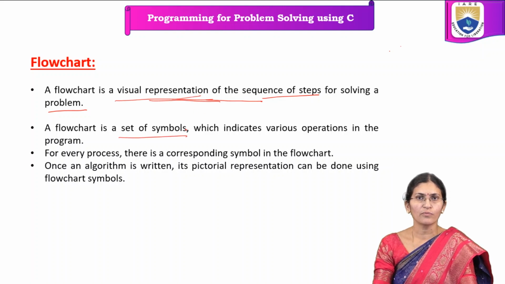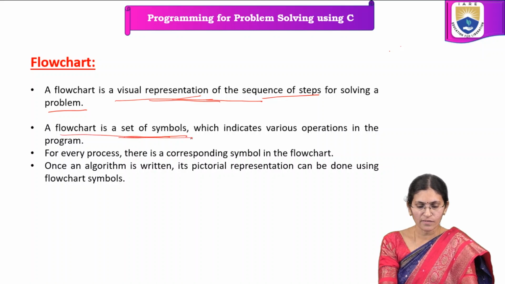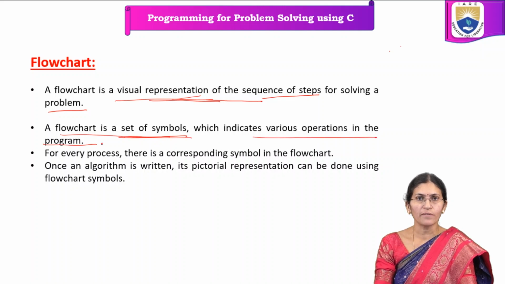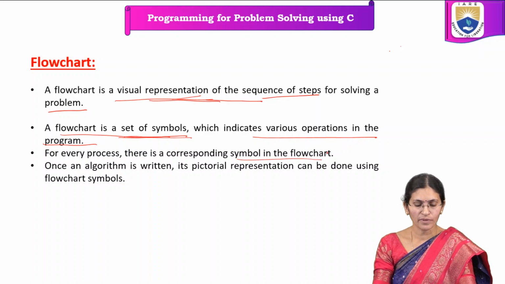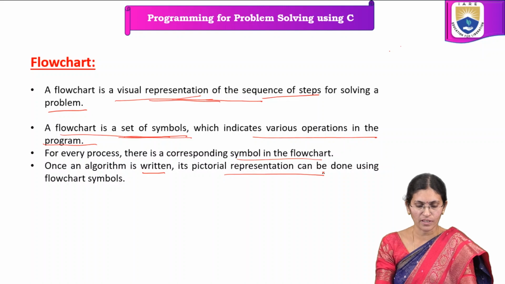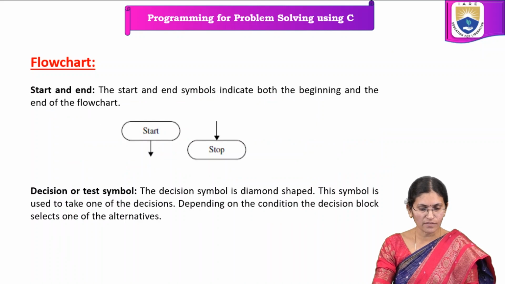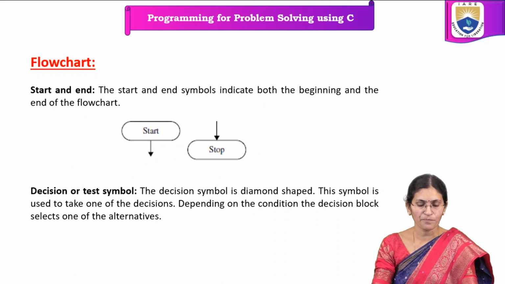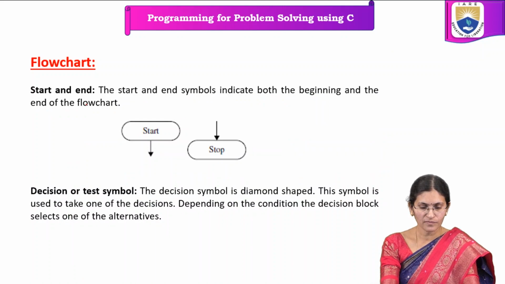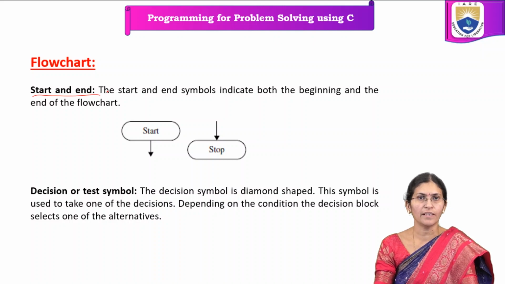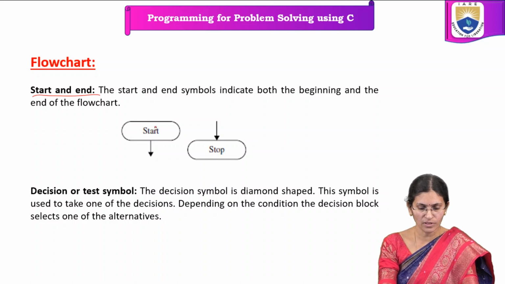For visual representation in a flowchart, we need a certain set of symbols. A flowchart is a set of symbols which indicate various operations in the program. For every process, there is a corresponding symbol in the flowchart. Once we write an algorithm, its pictorial representation can be done by using flowchart symbols. So let us see the various symbols which can be used in the flowchart. In order to indicate the start and end operation of the algorithm, these are the symbols which we can use.